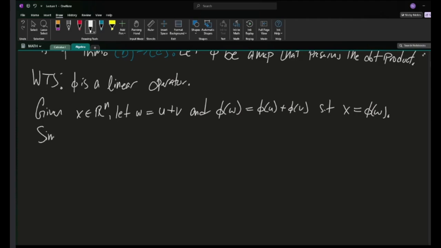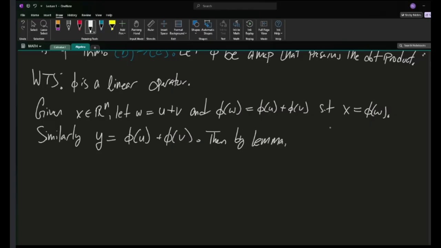And similarly, y is equal to phi of u plus phi of v, or w. Then, by lemma, x is equal to y, which is what we're given by the statement itself.